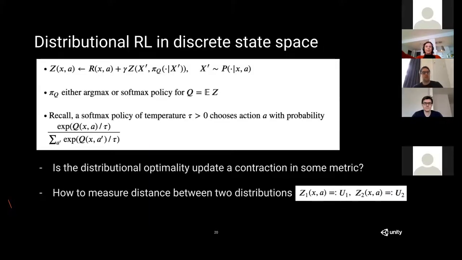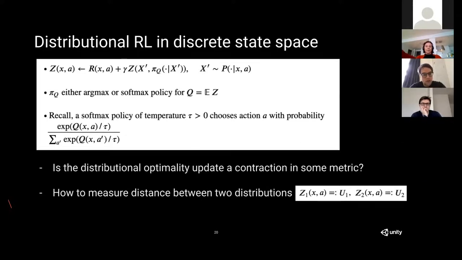So that's the trick. So now the first line here is the distributional Bellman optimality update. So you can compare it to the Q value update that we had just in the earlier slide. So we will be updating this return distribution by the immediate reward plus the return distribution at the next state. And then we'll be following a policy here. And this policy derives from the Q value, so the expectation of Z. So basically, this could be argmax or a softmax policy. So this is, I would say, like a direct analogy of the Q value update that we were looking at before.